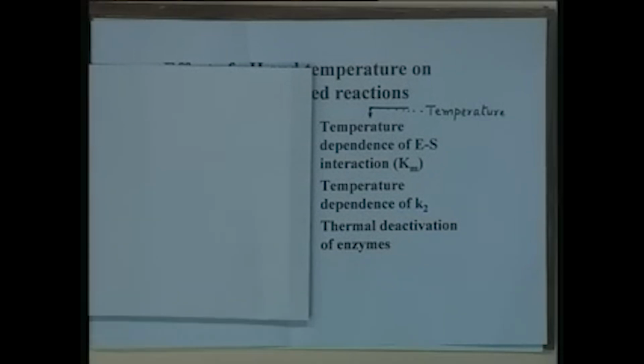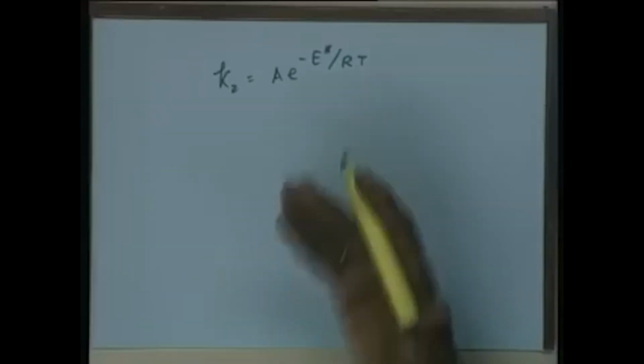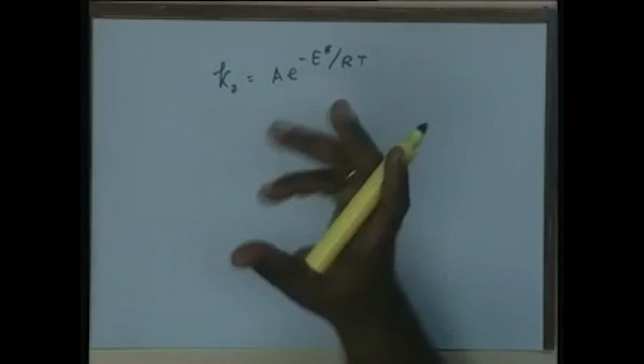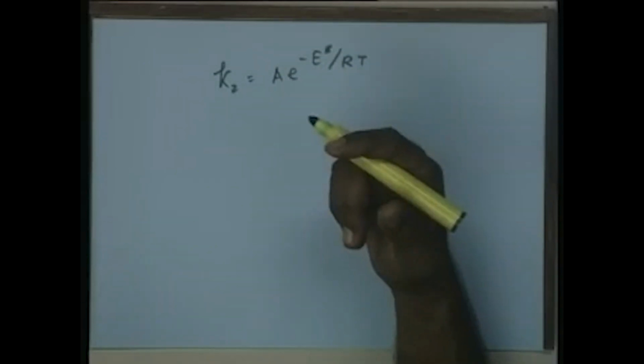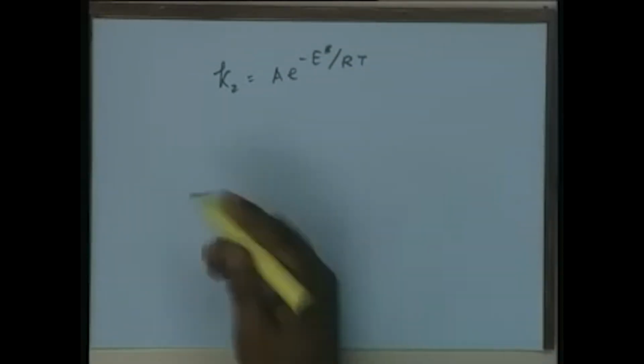The second effect of temperature in the case of an enzyme catalyzed reaction is the dependence of K2, that is the turnover number, or the rate constant of the irreversible step of the conversion of ES into P, and that classically follows an Arrhenius kind of pattern, that is K2 is equal to A e to the power minus E star upon RT. We have seen this analysis even while we discussed catalysis in our initial lectures, that is, the catalytic pattern of enzymes as a catalyst, and one can analyze it in the same manner.